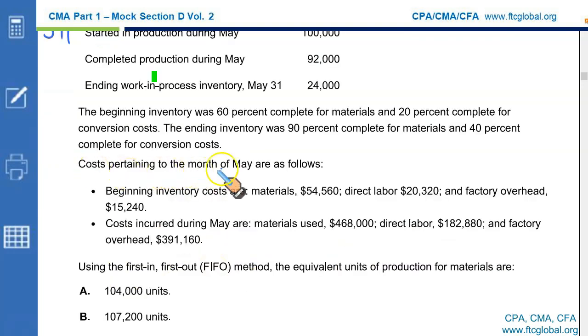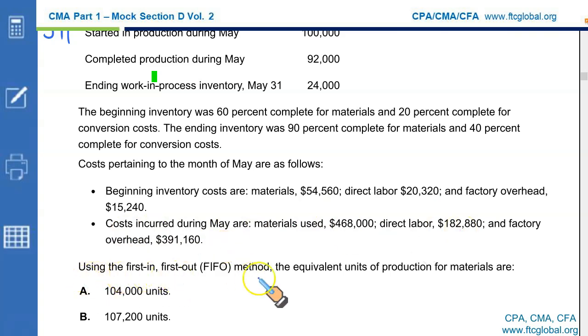Costs pertaining to the month of May are as follows. Beginning inventory costs are materials 54,560. This was added in the beginning work in process. Direct labor 2,320 and factory overhead 15,240. This was included as a conversion cost in your beginning work in process. Costs incurred during May: material 468,000, labor 182,880, and factory overhead 391,160.